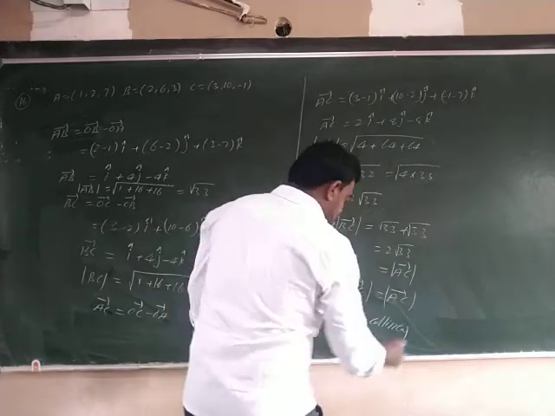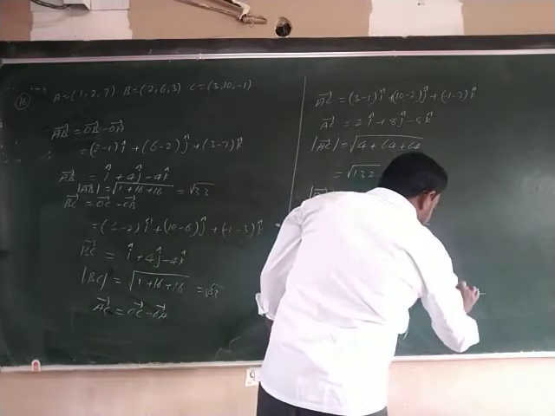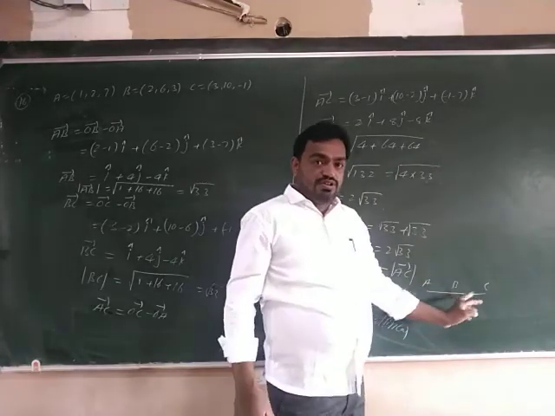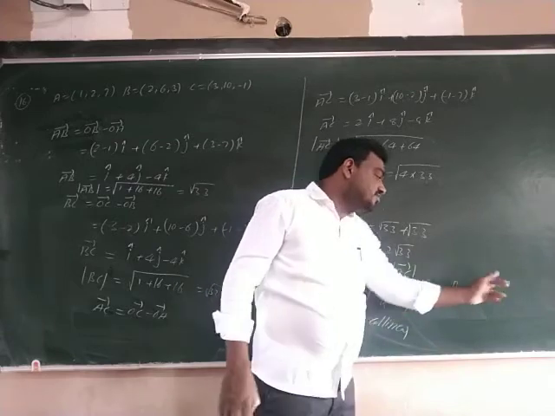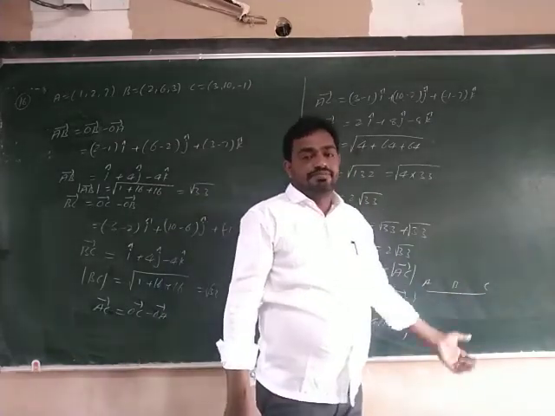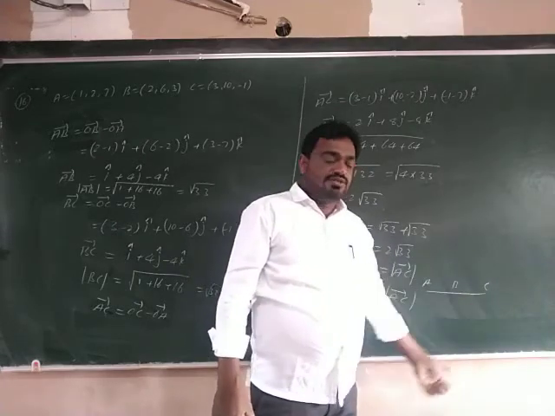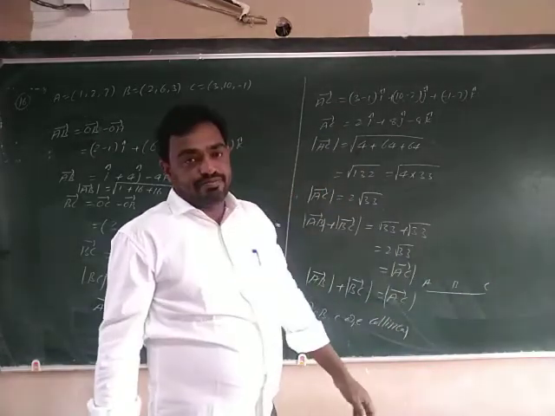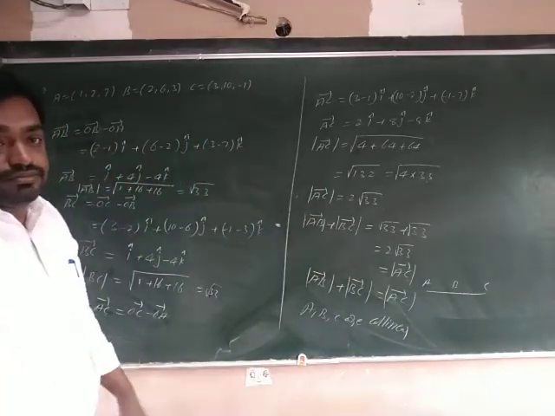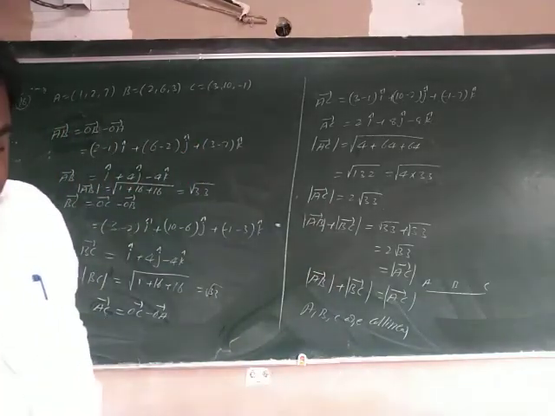Magnitude of AB, nothing but the distance A to B, is root 33, B to C is root 33, A to C is 2 root 33. That means A, B, C are collinear, they lie on the same line. So A, B, C are collinear. This is the proof of the 16th one. Next, 17th question.